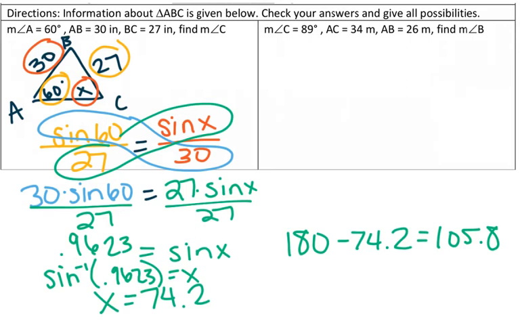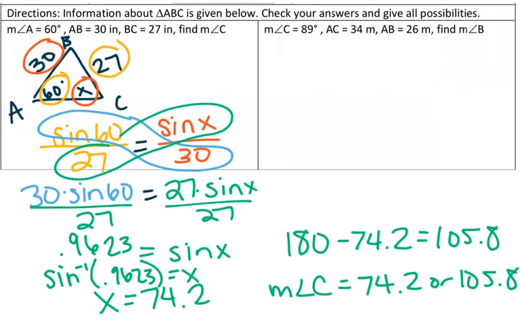So my 2 answers for angle C would be 74.2 or 105.8. And that's just because we're not given a picture. We don't know if the angle is acute or obtuse. So we have two possibilities. An acute angle, 74.2, and an obtuse angle, 105.8.